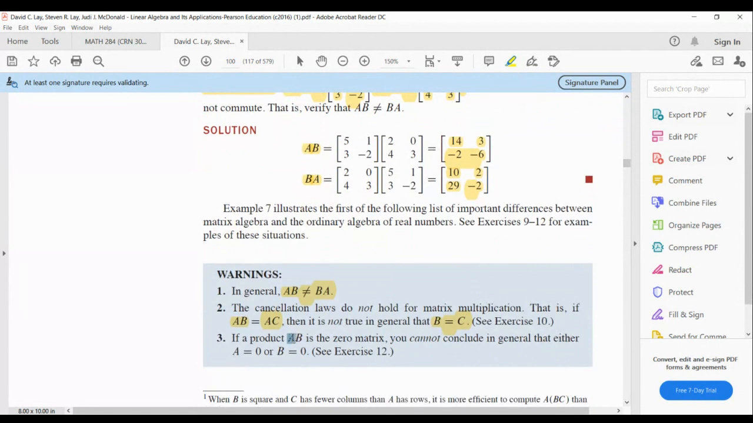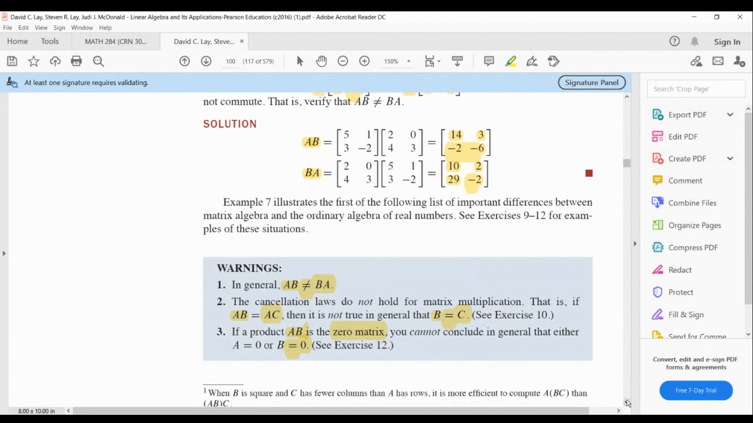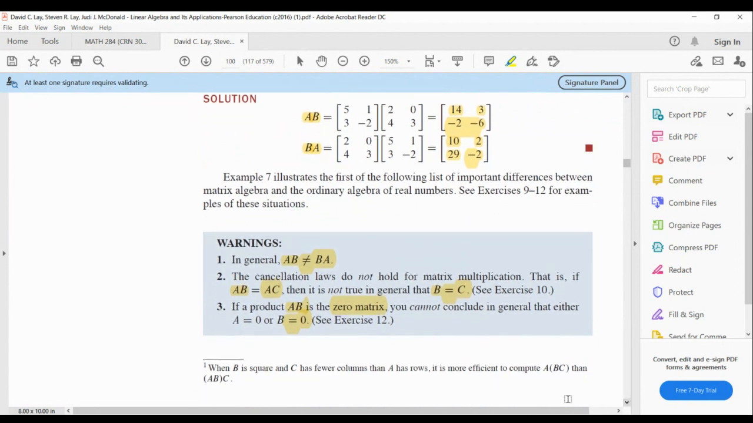And also, if you have A times B and it equals the zero matrix, meaning a matrix where you have all zeros, it doesn't mean that A equals 0 or B equals 0. You're used to that with numbers, but it doesn't mean that with matrices. So these are just some rules, some things you should be aware of. Are there any questions on that before I move on?